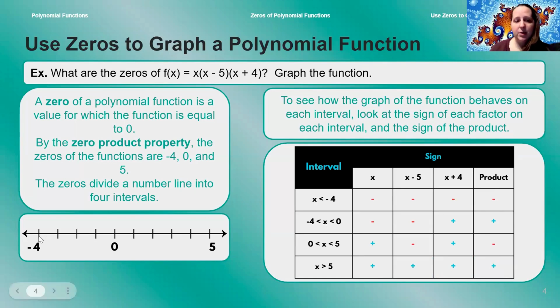So I'm looking at the places where it's going to cross the x-axis, which are those zeros. So again, it's 0, -4, and 5. The product of these tells me if it's going to be below or above the x-axis. So I'm going to go below the x-axis until I get to -4. I'm above the x-axis between -4 and 0. I'm below the x-axis between 0 and 5, and then I'm above the x-axis for values greater than 5.